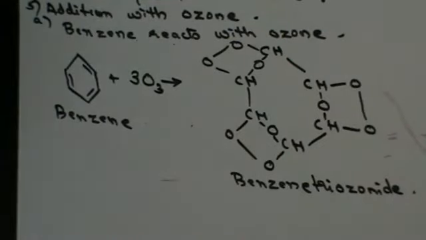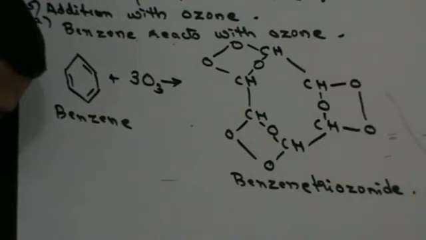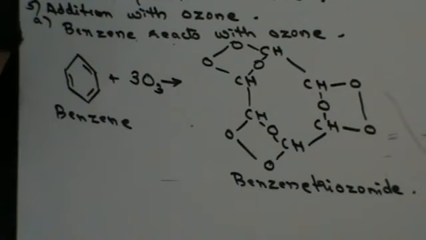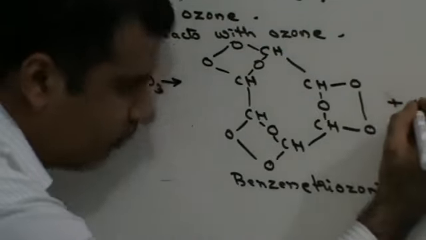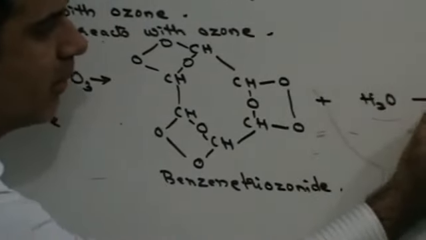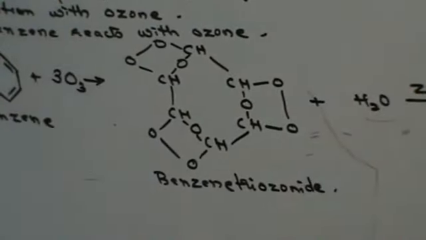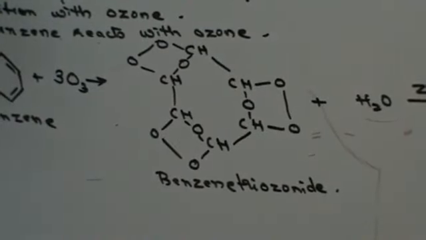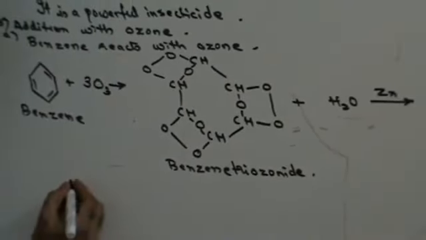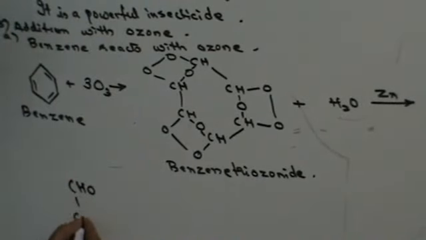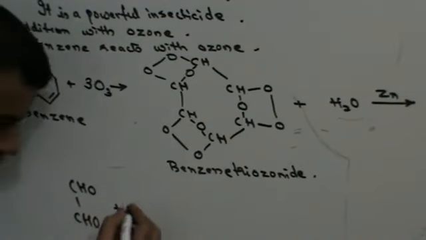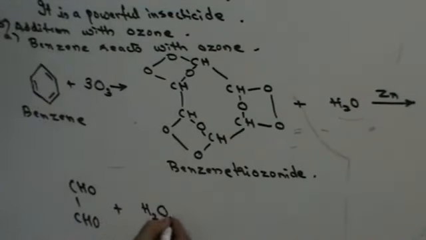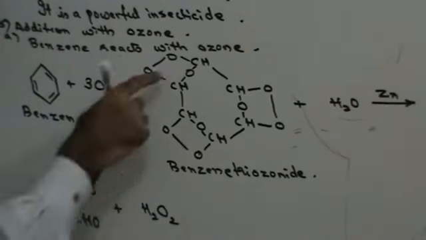Now this particular compound is an unstable compound, right? This would react with water, on decomposition with water, in the presence of zinc. If I react this with, say, water molecule in the presence of zinc as catalyst, I would have aldehyde group form, CHO, and I would have hydrogen peroxide form, H2O2, hydrogen peroxide, right?